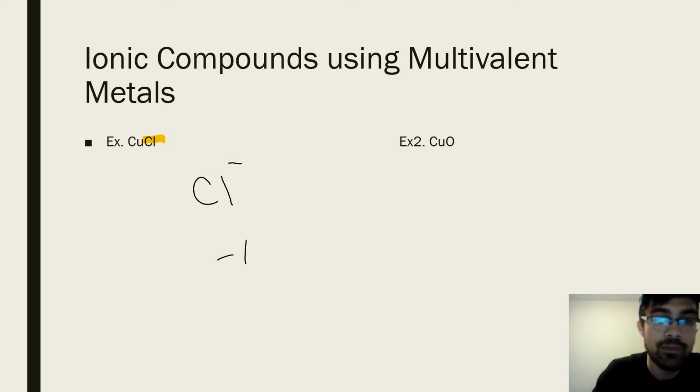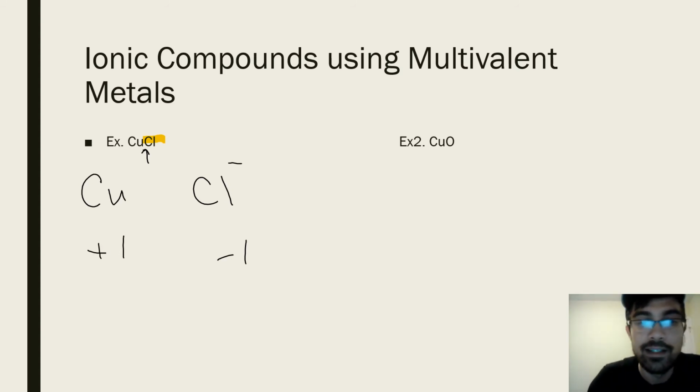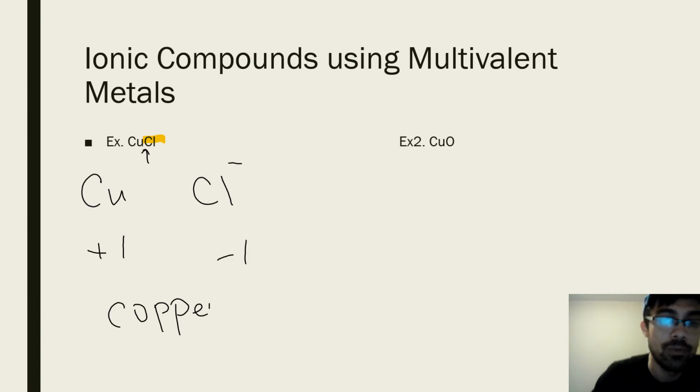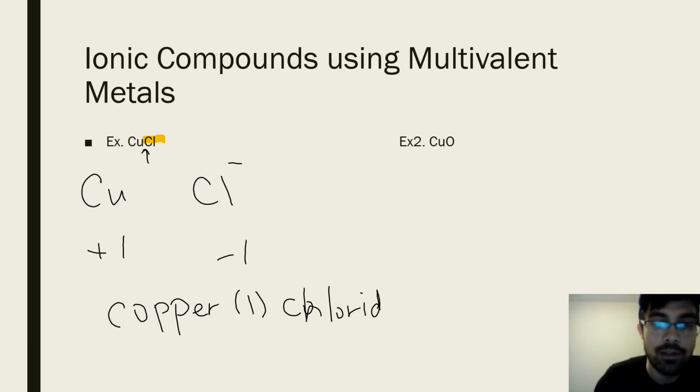Simple enough. Copper, if you look, we only have one of them. So that means the total positive charge available is +1. Whoa, they cancel out. That means this copper is the one with a +1 charge. So we would name it copper 1 chloride.